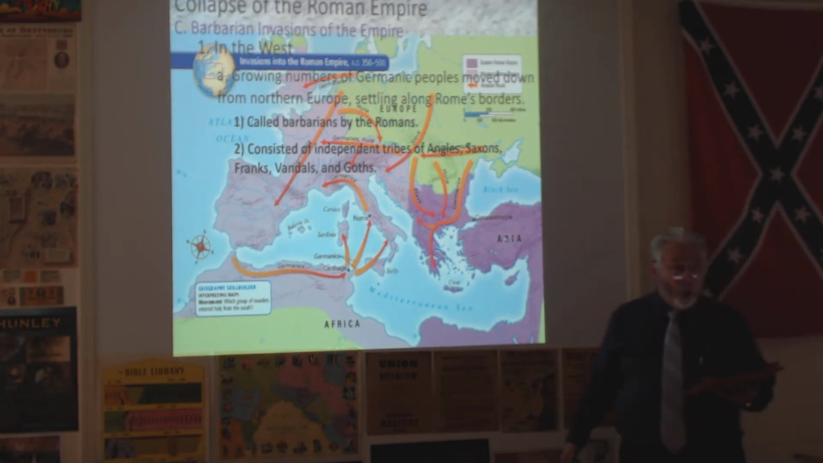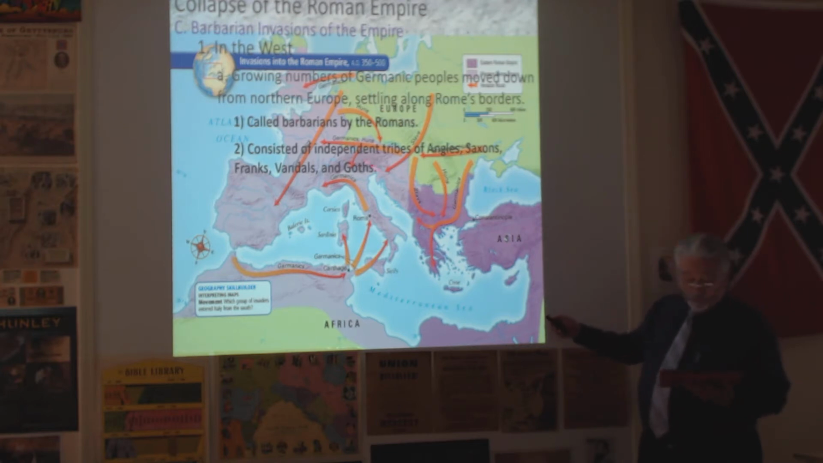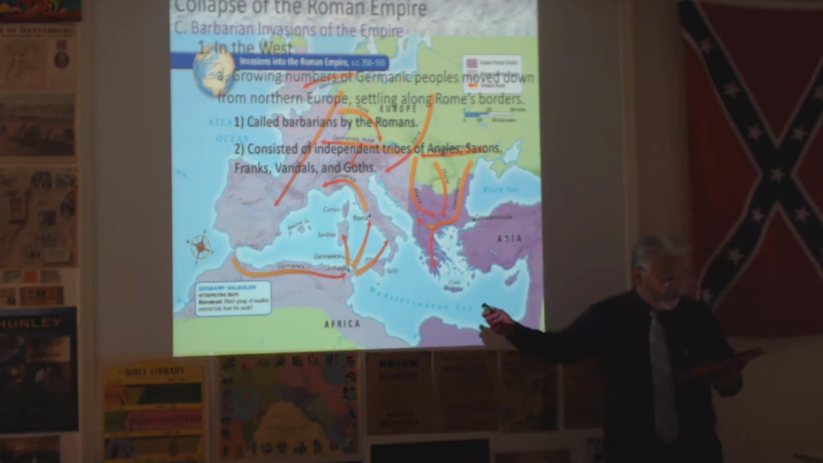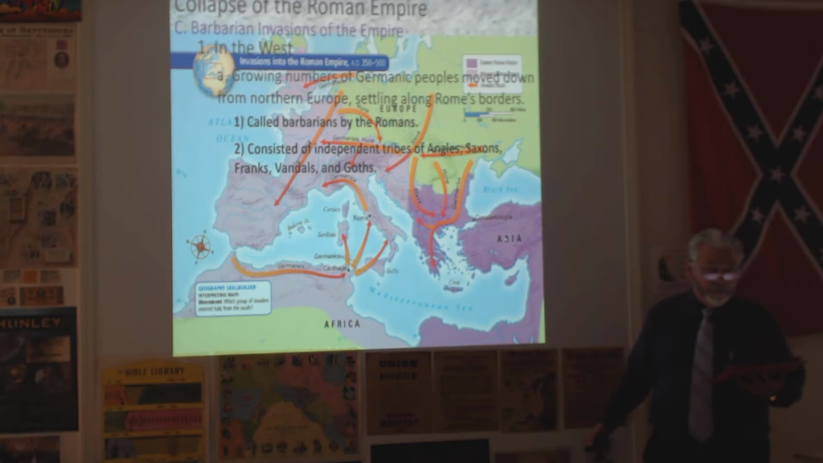Well, Rome found it difficult to recruit enough soldiers to maintain security along the border. Some emperors allowed the most Romanized of the Germanic tribes to settle within Roman territory as a buffer. So they said, okay, you guys can settle in here, and you just keep out the other ones. You know, you're kind of like us. You've adopted some of our customs, so we'll let you live here. You keep the other guys out.